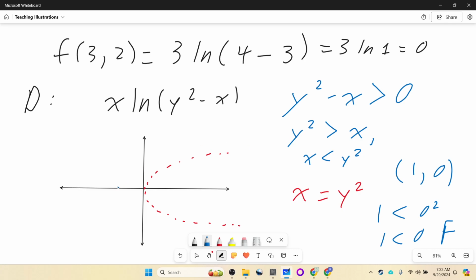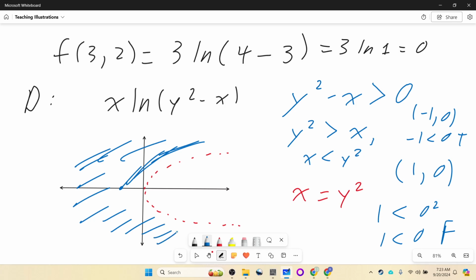Therefore, the domain must be everything else. If I plugged in, for instance, negative 1, 0 instead, I would get negative 1 is less than 0. That is a true statement. And so I think of this like the Microsoft Fill tool. You pick the point here, negative 1, 0, and then it fills everything up to the line. It can't cross the line, but it can fill everything else that it touches. So that's our domain.